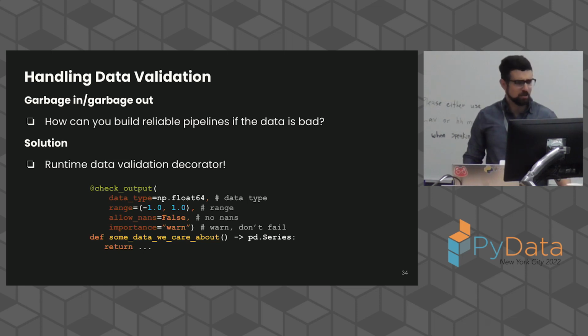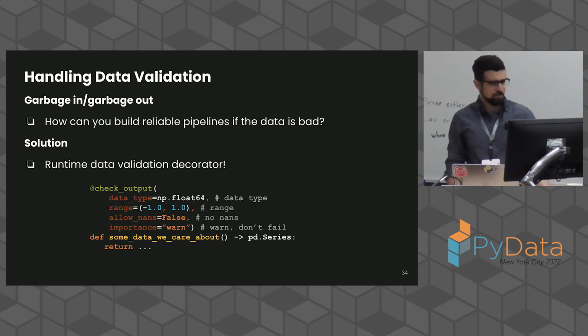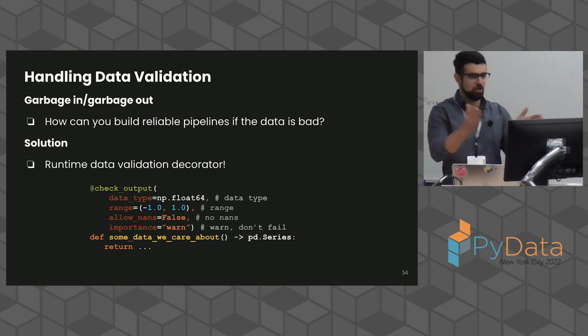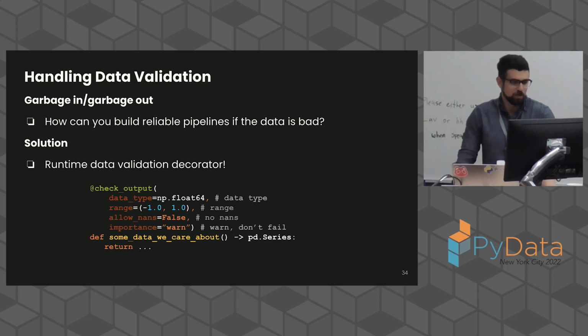So I want to dig in a bit into how we handle data validation, but the big problem that we see is garbage in, garbage out. Right? If at any point in your pipeline something's looking bad, then the whole thing falls apart, and it doesn't matter how well tested the latter stages are if some piece of the early stage is broken. So how can you build reliable pipelines if the data is bad? The answer is obviously you can't. It's going to be a bad pipeline.